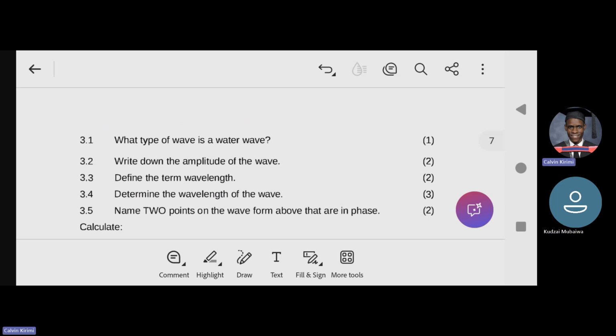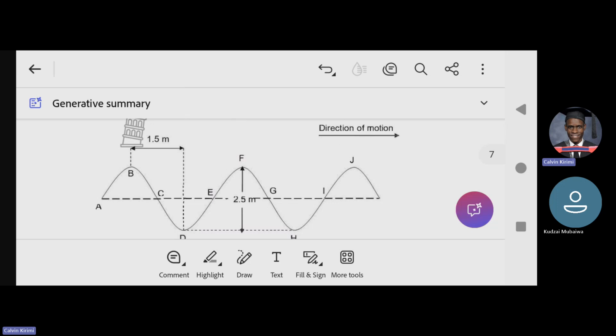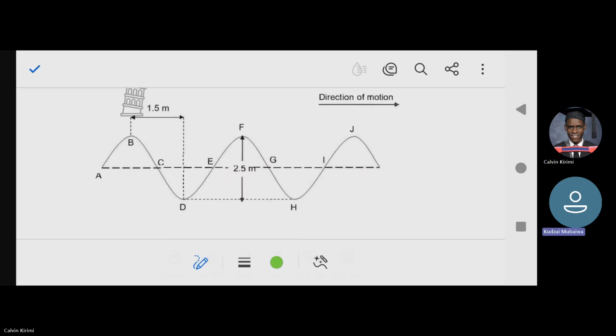Let's go to 3.4. Determine the wavelength of the wave. Now let's calculate that wavelength. So we said the distance between two successive what? Points in phase. So what is that distance? 3 meters. Why is it 3 meters? 1.5 times 2.